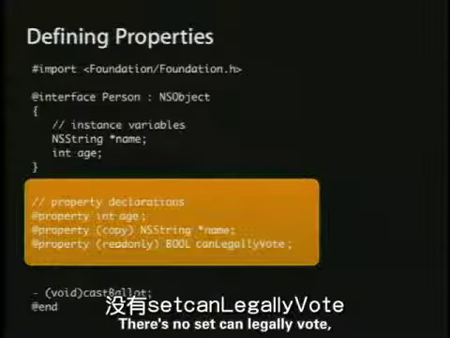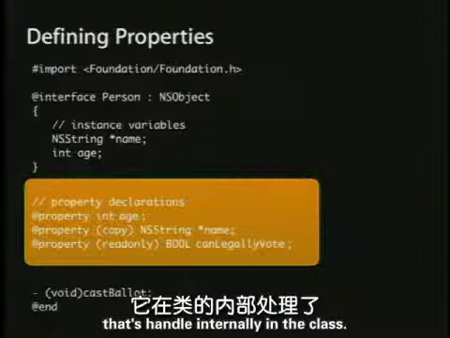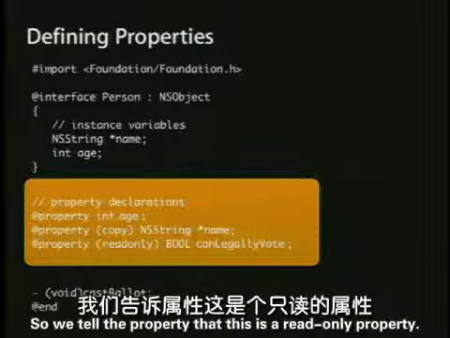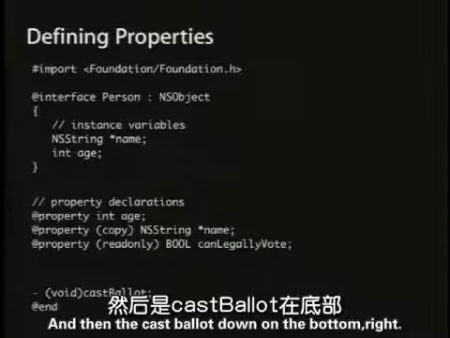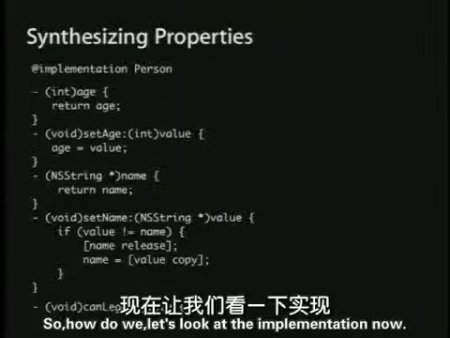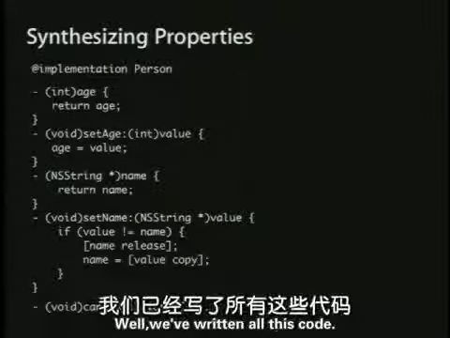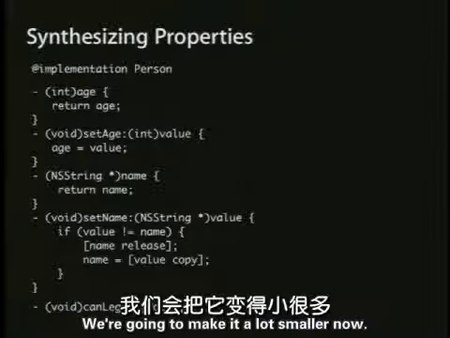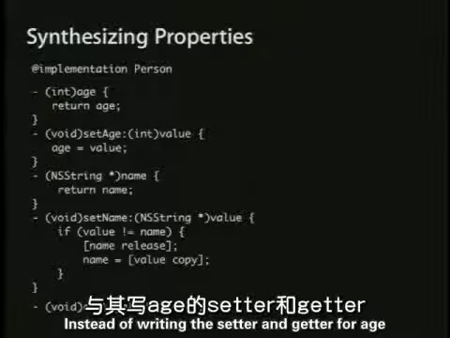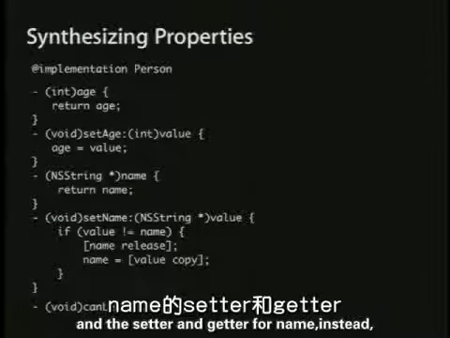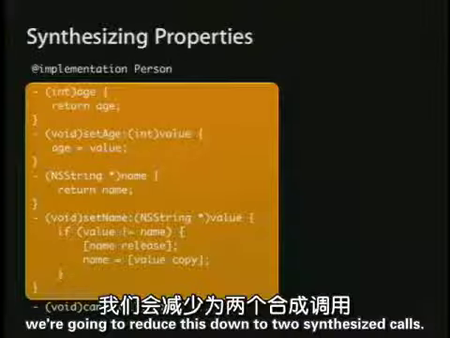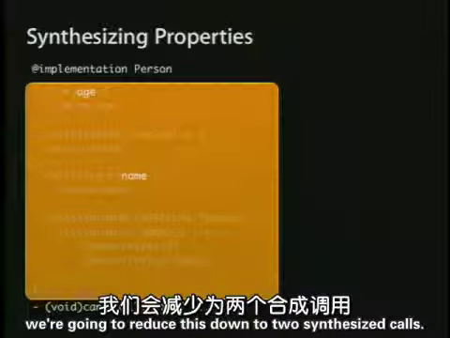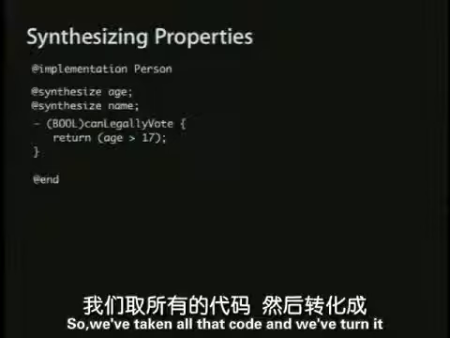So we have an integer property, which is age. We have an NSString property, which is name. And when you have an NSObject subclass that you're using, when you have an object, you want to specify what the memory management is on that. So in this name case, let's say it's copy. And we have this can legally vote, which has no setter. There's no set can legally vote. That's handled internally in the class. So we tell the property that this is a read-only property. And then the cast ballot down at the bottom.